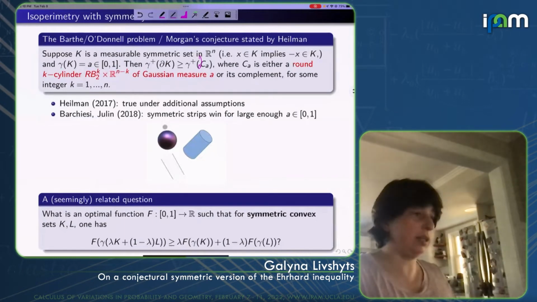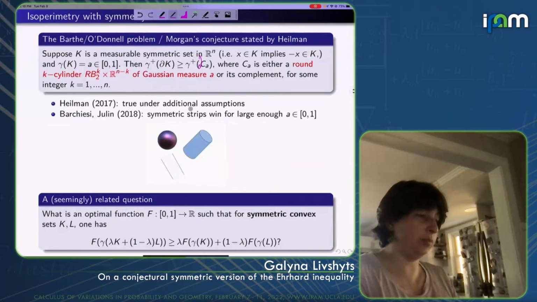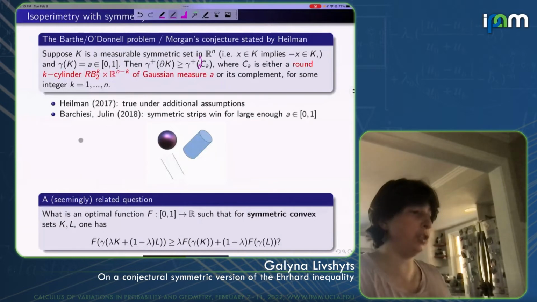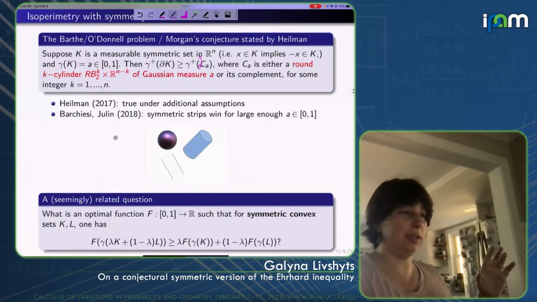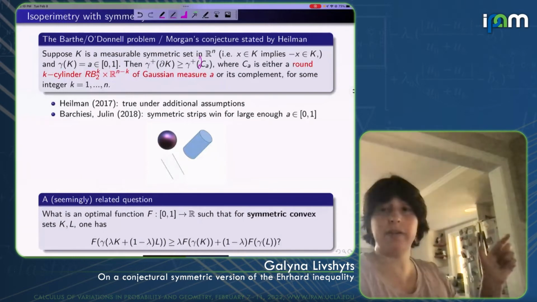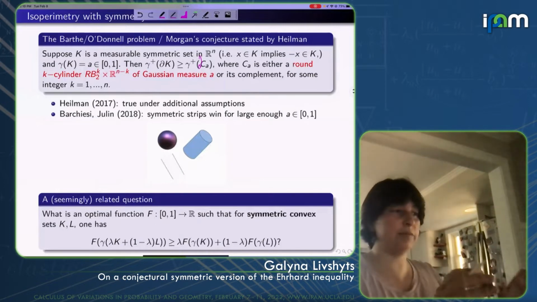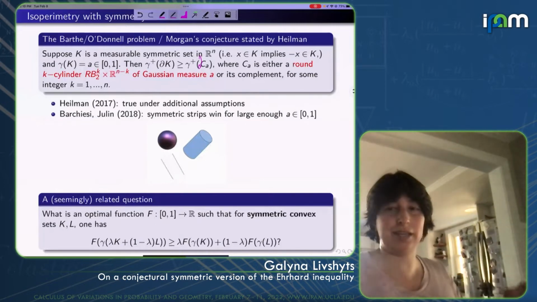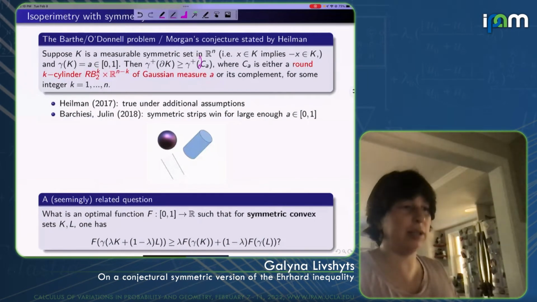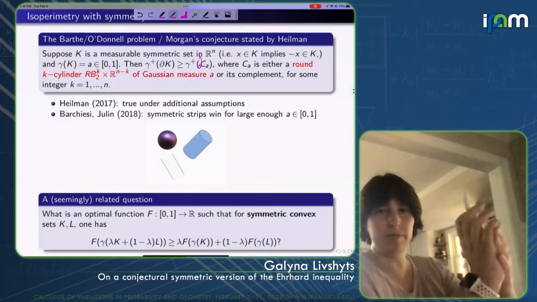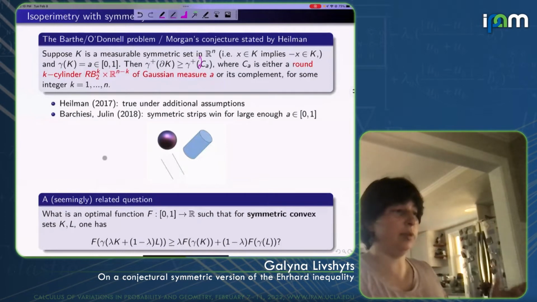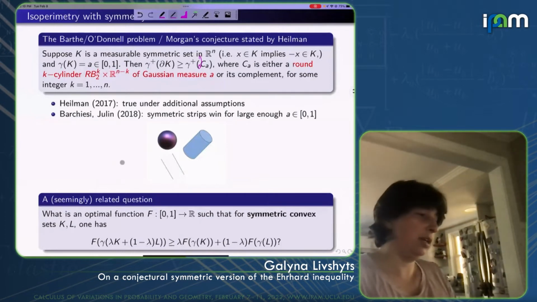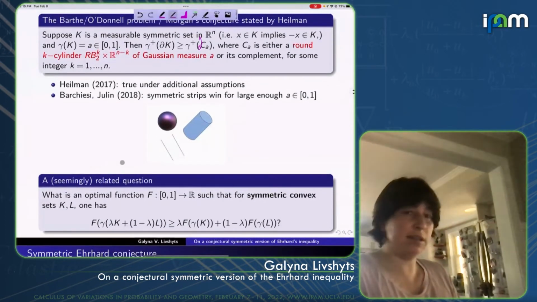Heilman has worked on this question and proved it under some additional assumptions. Pagliari and Julien verified it in the case of symmetric strips for very large A. If A is very large, the best round cylinder in this case is going to become a strip, as one can check. So in this regime, where A is very close to 1, they proved it. Outside of that, as far as I know, not much is known on the question.